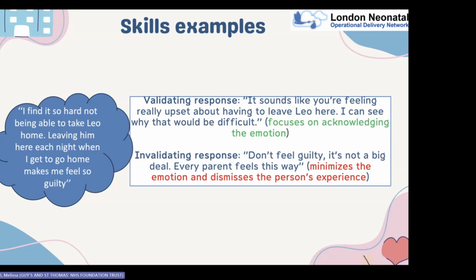An invalidating response could be, "Don't feel guilty. It's not a big deal. Every parent feels this way." This may be said very calmly, not trying to harm the parent in any way, but in actuality, it's minimizing their emotion. It's dismissing their experience. It's not really allowing them to feel what they're feeling, which is perfectly valid.